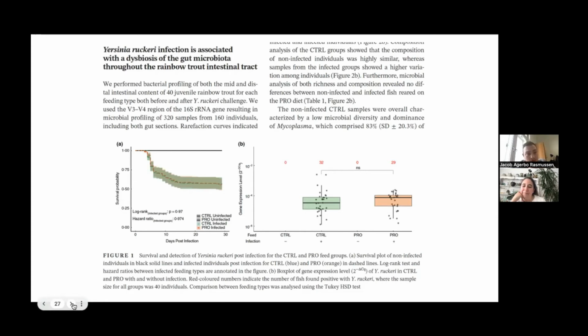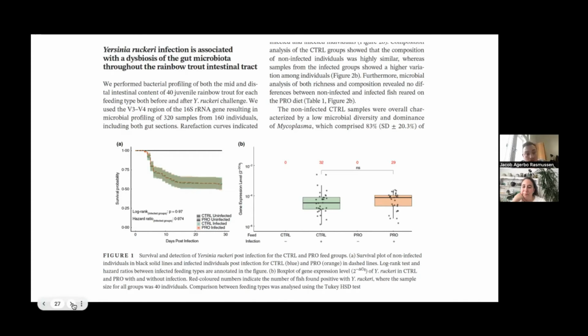So what we did, we had two different diets, and then we challenged, that's the word, the different groups of fish fed on different diets with this Yersinia ruckeri, and saw how this affected survival and how it affected microbiome composition and these immune-related gene assays and all these things.